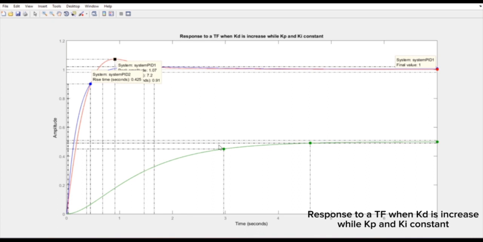That's PID2, and this is system. So this is the response to a TF when KD is increased while KP and KI are constant.